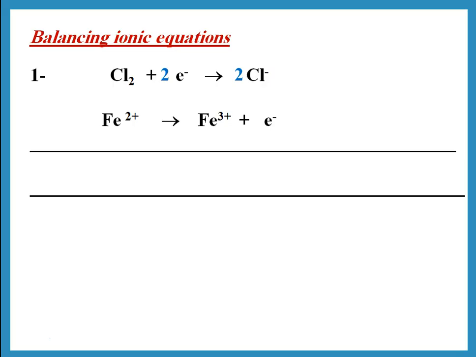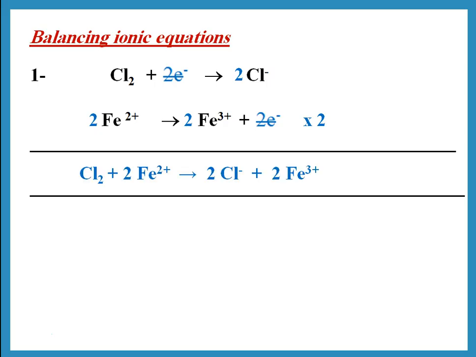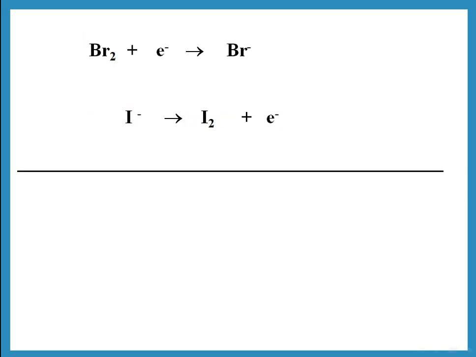But then if I want to add them all up, the number of electrons must be the same. So I need to multiply that second equation by 2 so that I end up with 2 electrons in each of these equations. Then they can be cancelled. So what I have is an overall Cl2 plus 2Fe2 plus to give 2Cl minus plus 2Fe3 plus. Can you see what we did? Okay. Let's try another one.